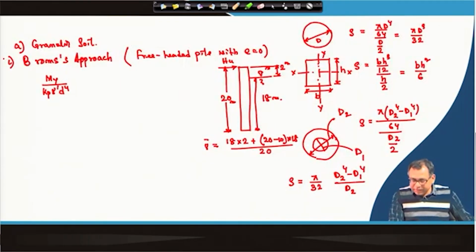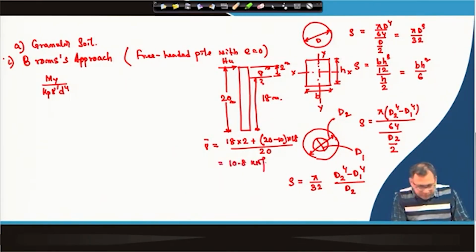So, that means here we have taken the weighted average, 18 into 2 plus 20 minus 10 into 18 divided by 20. If the water table is at the ground surface, then we can directly use gamma dash equal to 10 kilonewton per meter cube. If it is not at the ground surface, that is why we have taken the weighted average value, and that value is 10.8 kilonewton per meter cube, and Kp is equal to 1 plus sin phi divided by 1 minus sin phi.